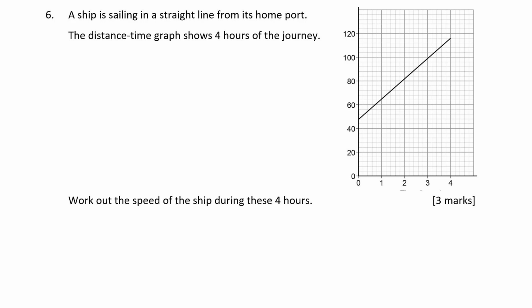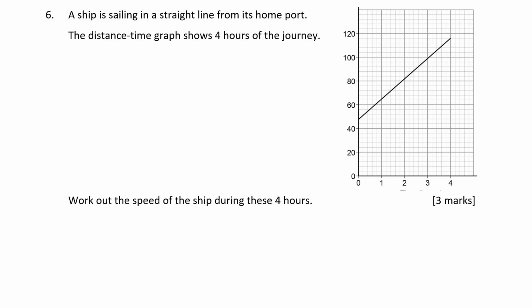Question 6. A ship is sailing in a straight line from its home port. The distance time graph shows 4 hours of the journey. And we've got the distance from the port up the side here, and that's in miles. And we've got the time along the bottom, and that apparently is in hours. Okay, and now we're asked to work out the speed of the ship during these 4 hours.